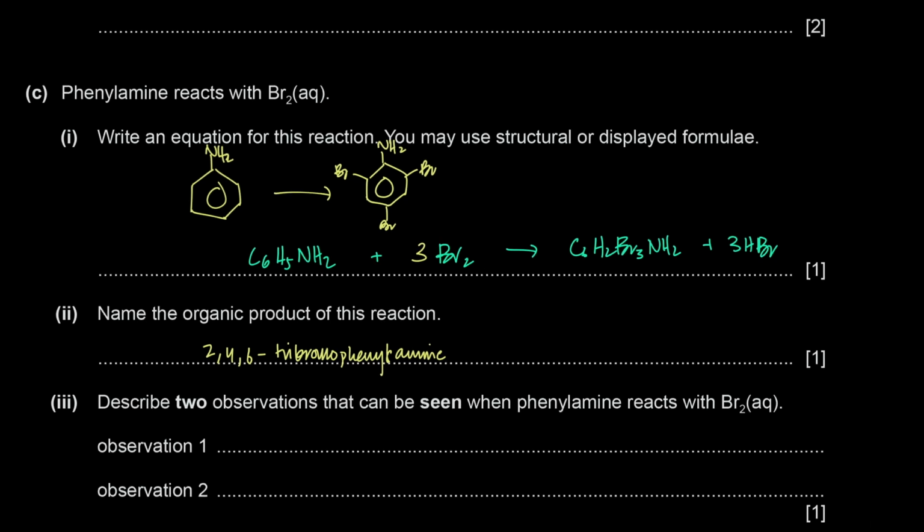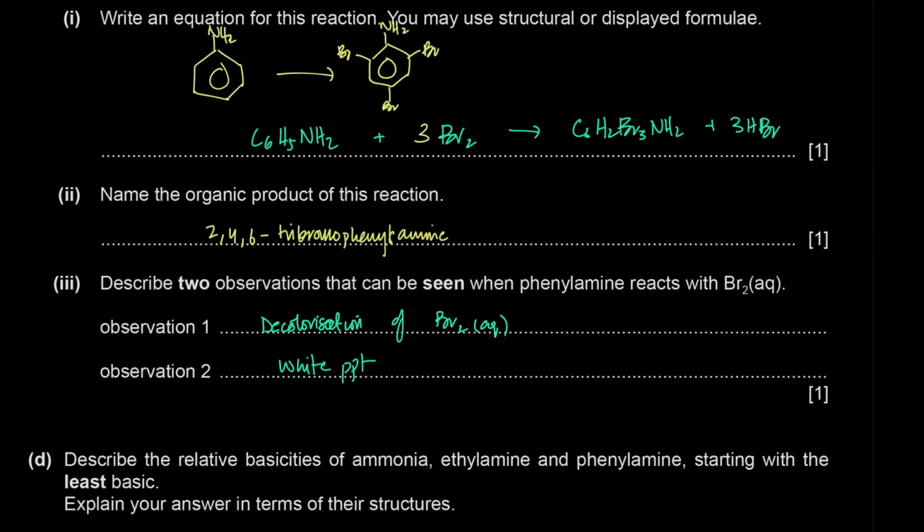Describe two observations. Two observations that you see are decolorization of aqueous Br2, or you can say brown to colorless. The solution goes from brown to colorless. The other observation is that you see a white precipitate. That white precipitate again is 2,4,6-tribromophenylamine.